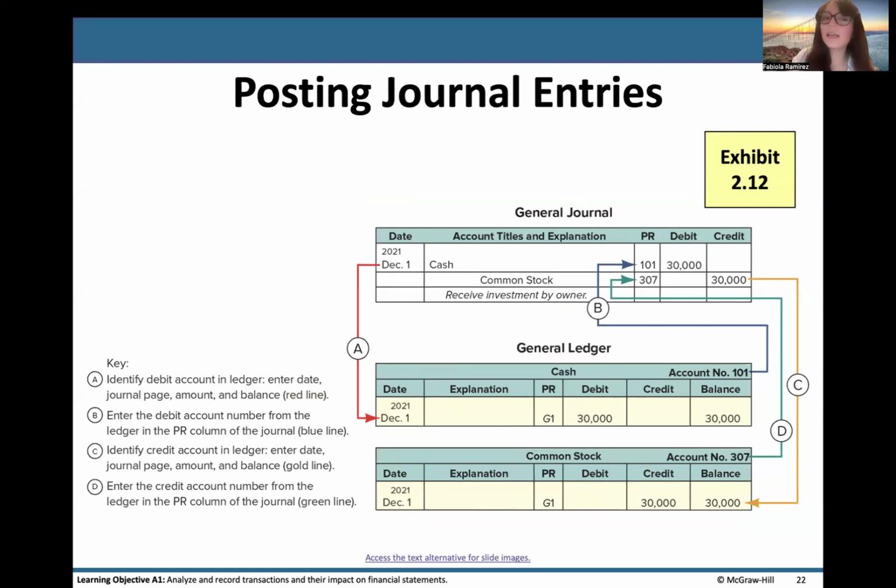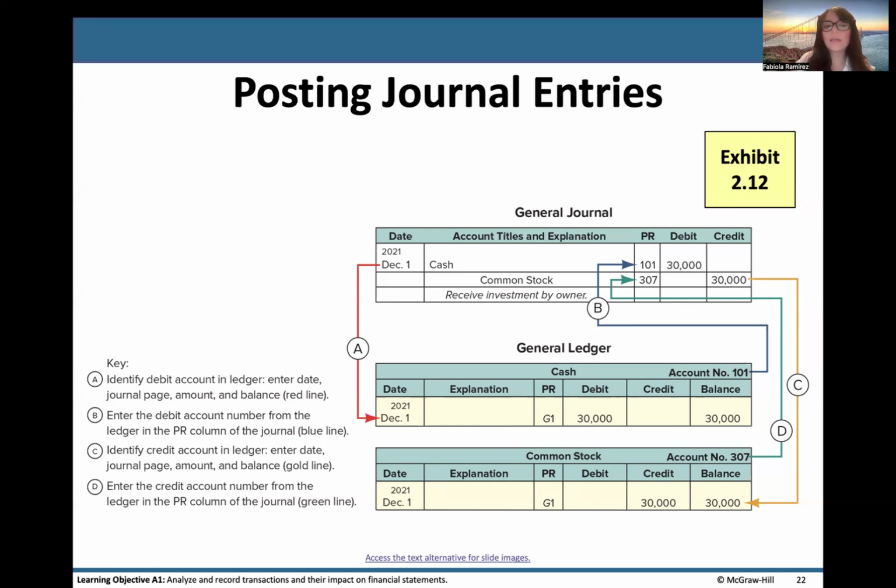So, getting around to posting journal entries. Here we have the journal entry that we just recorded, and like I noted, we would then post the amounts into the general ledger. So here's some illustrations. We identify a debit account in a ledger. We enter the date, the journal page, amount, and balance.